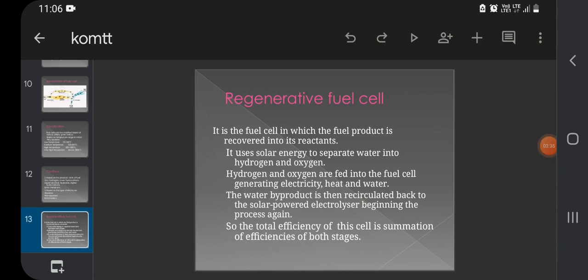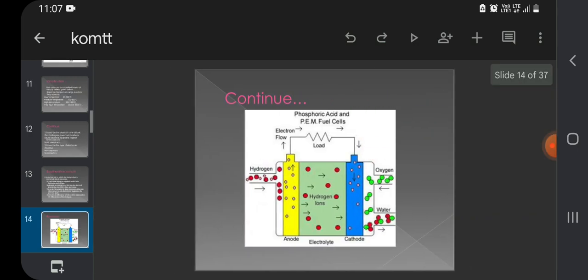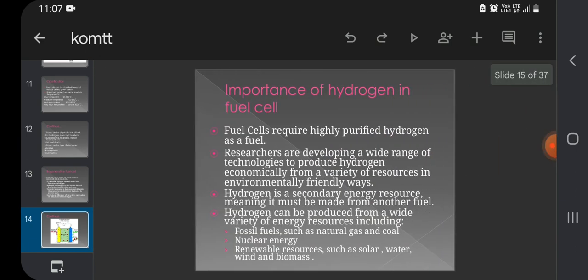Regenerative fuel cell. It is a fuel cell in which the fuel product is converted back into its reactants. It uses solar energy to separate water into hydrogen and oxygen. Hydrogen and oxygen are fed into the fuel cell, generating electricity, heat and water again. This process is continued, so this is called a regenerative fuel cell. This is the photo of a regenerative fuel cell.